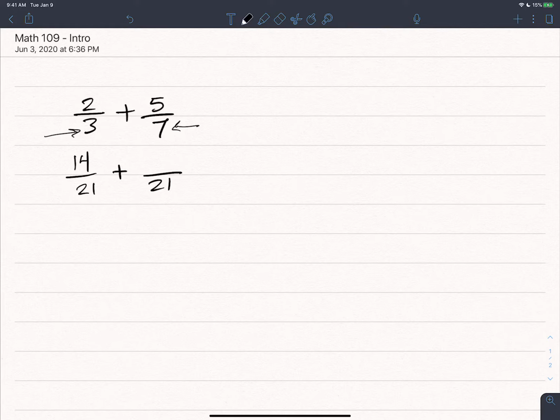Same thing over here. What did we multiply that 7 right there by to get 21? We multiplied it by 3. Well, since we multiplied the bottom by 3, we need to multiply the top by 3. 5 times 3 is what? 15. Right? Now, all we need to do is add. What do we add? We add only the numerators. So we do 14 plus 15. What's 14 plus 15? That would be 29. And we get 29 over 21.